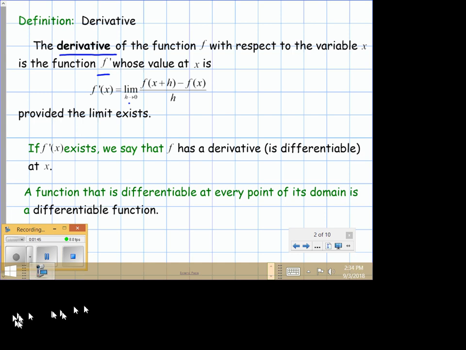So if f prime of x exists, we say that f has a derivative or is differentiable at x. And the function that is differentiable at every point of its domain is a differentiable function. So these words, differentiable, derivative, have meaning to where we're finding the slope of a tangent line.